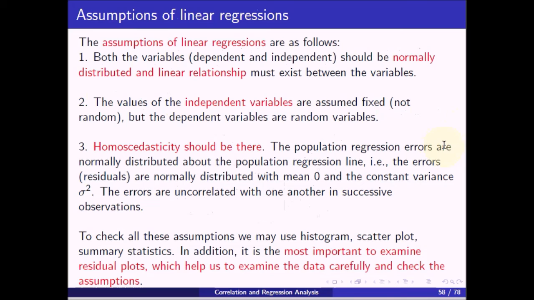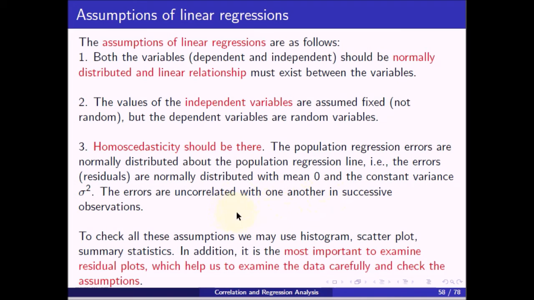Now, assumptions of linear regression. You can see the assumptions of linear regression are as follows. Both the variables, dependent and independent, should be normally distributed, and a linear relationship must exist between the variables. The values of the independent variables are assumed fixed, not random, but the dependent variable is a random variable. Homoscedasticity should be there. The population regression errors are normally distributed about the population regression line. That is, the errors are normally distributed with mean 0 and constant variance sigma square. The errors are uncorrelated with one another in successive observations.